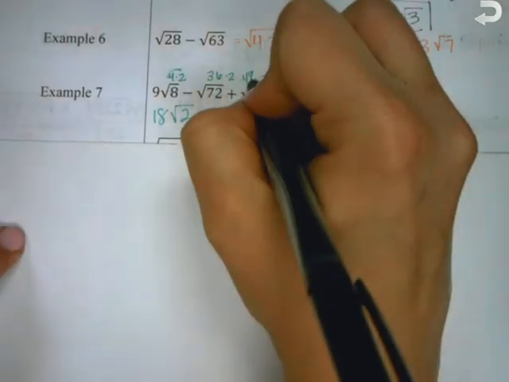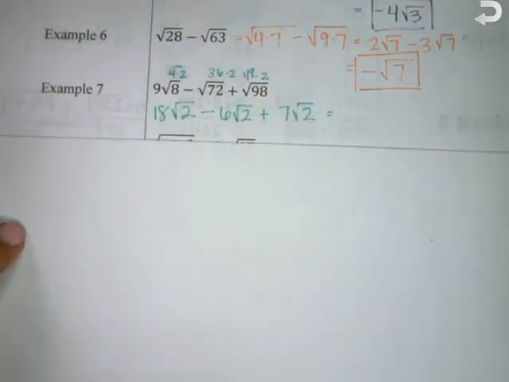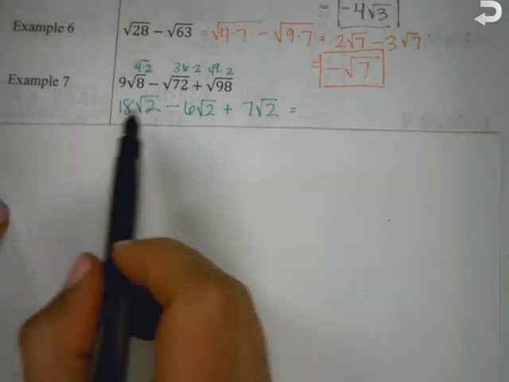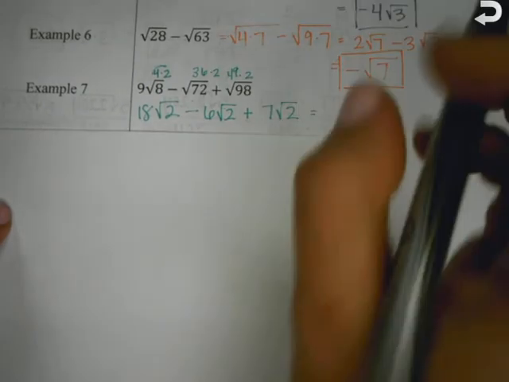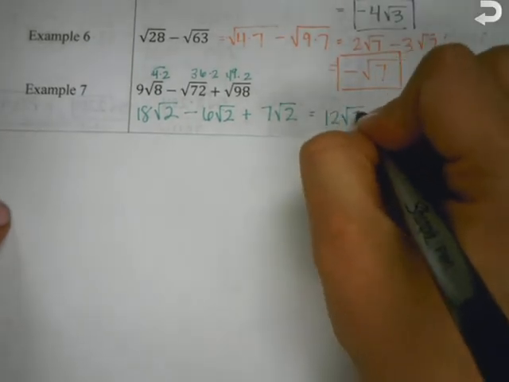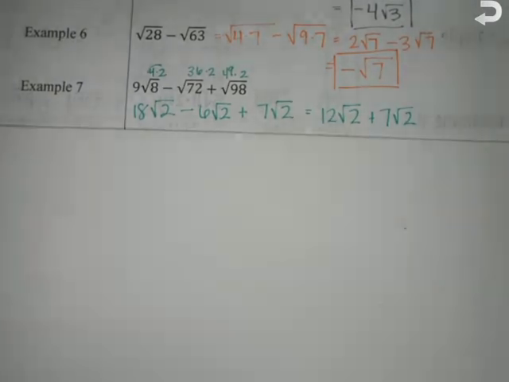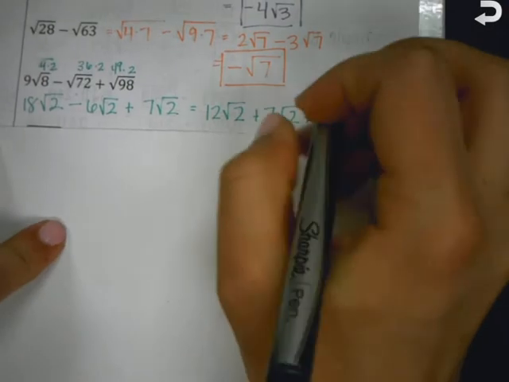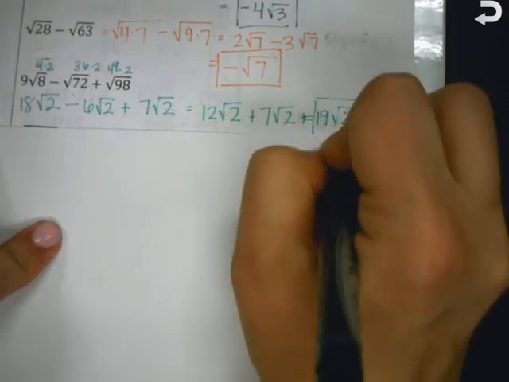Okay, so now let's combine. What is 18 minus 6? 12. So this is 12 root 2 plus 7 root 2. And 12 plus 7 gives me 19, equals 19 root 2. You guys okay with that?